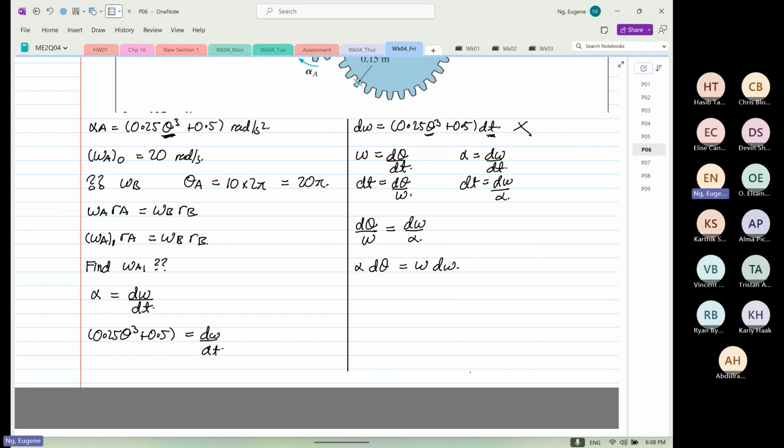From here, alpha is equal to 0.25 theta cubed plus 0.5, and d theta, and I have omega d omega. So I'm going to integrate this.